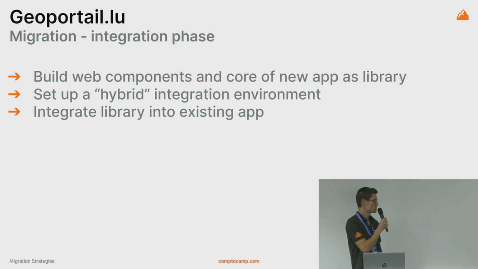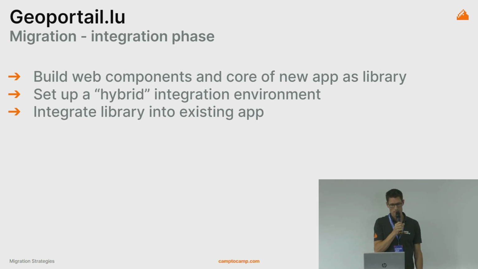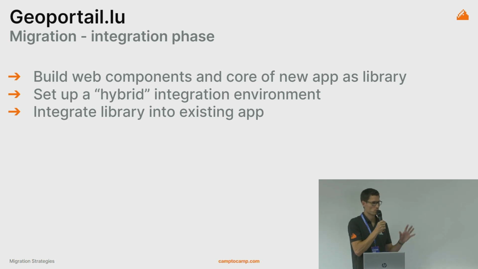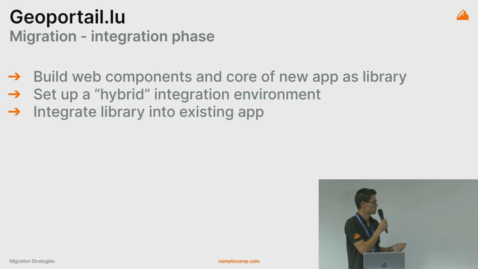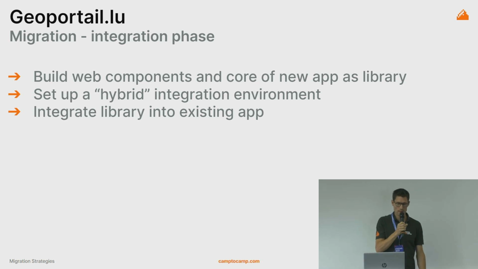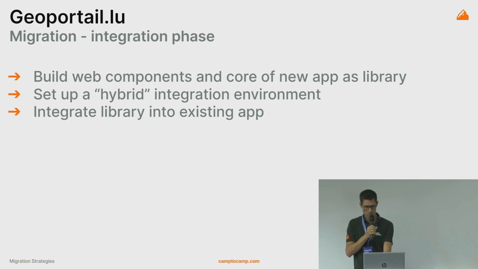After these three phases, we are now in what I call the integration phase. This is where we build the components that we have within the new application from scratch as web components within a library together with a new core. And then we set up a rather rustic integration environment to be able to turn some screws in the legacy code and on the new code at the same time. And the last step is finally to make these new components work in the legacy code.